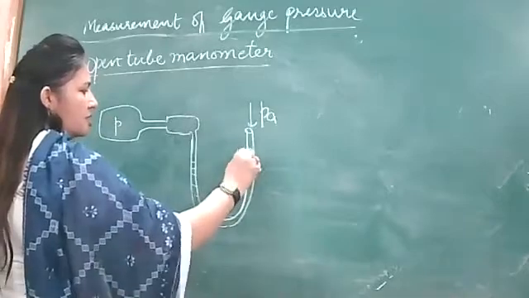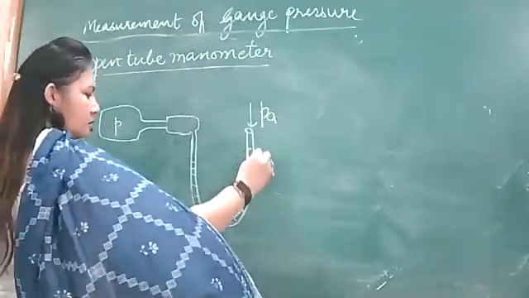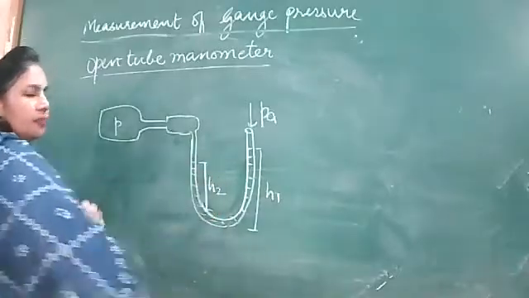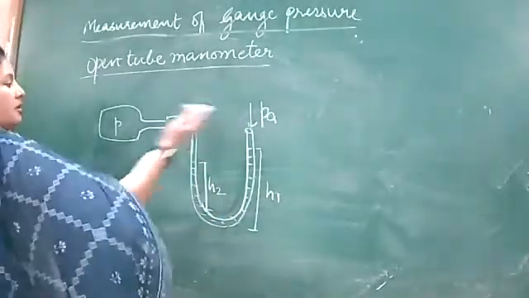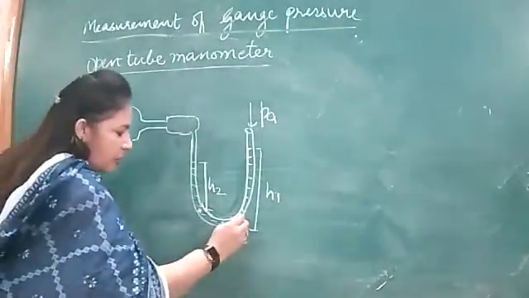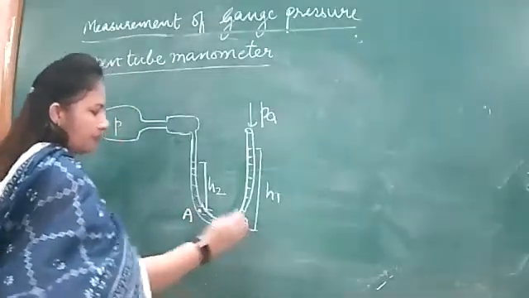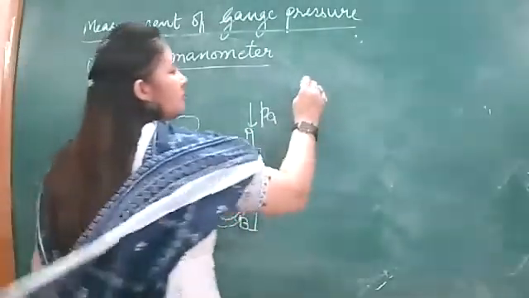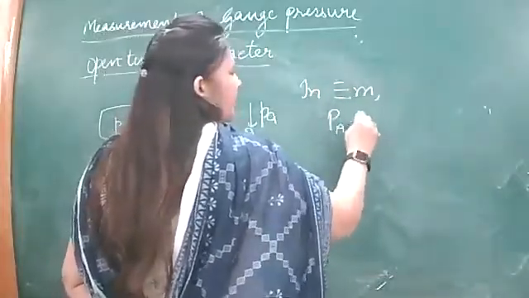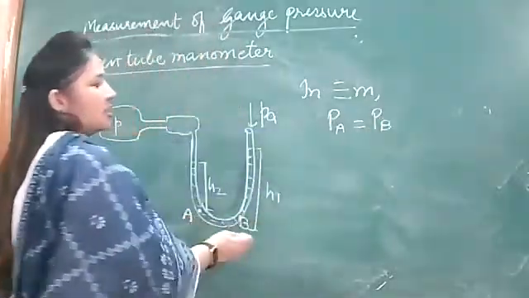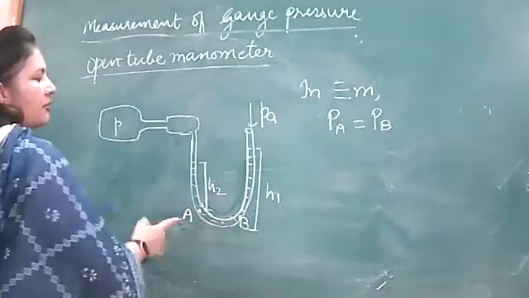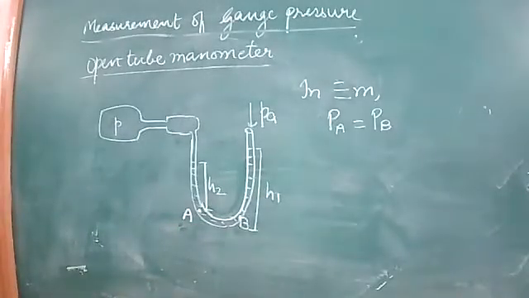Okay. So suppose the level in one limb is high. Suppose the level in this limb is H1 and level in this limb of the tube is H2. कुछ difference तो होगा ही levels का, because there is a difference in pressure at the two sides. Okay. Now let us take 2 points at the bottom, point A, point B. And in equilibrium, according to hydrostatic paradox, since these 2 points are at the same level, pressures will be same at these 2 points.